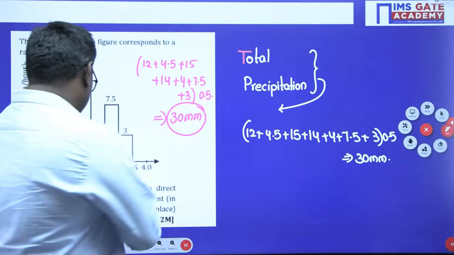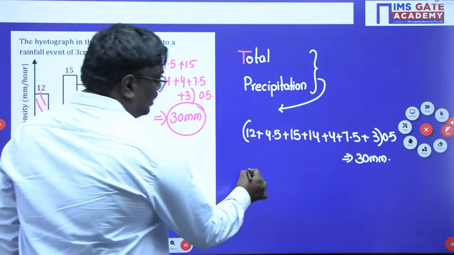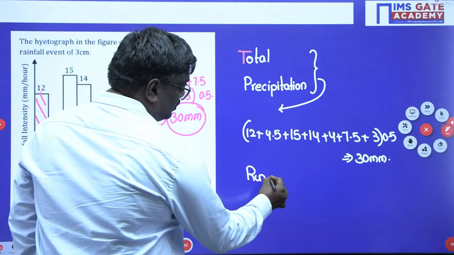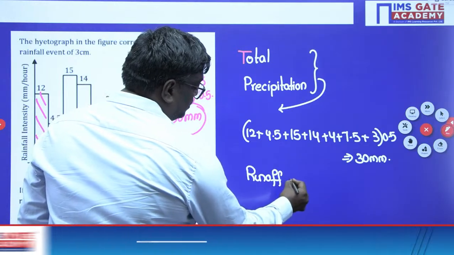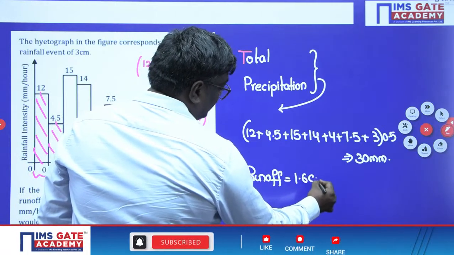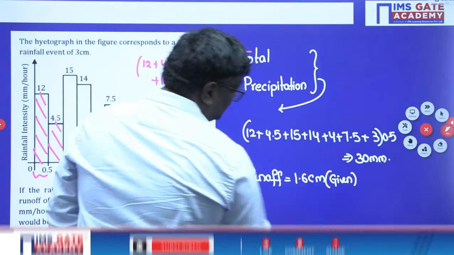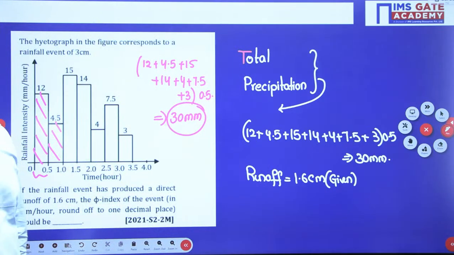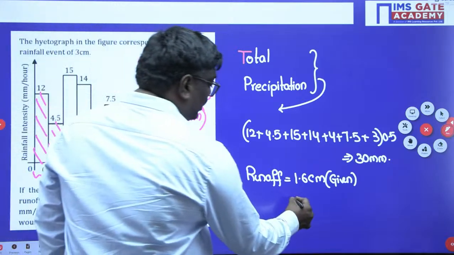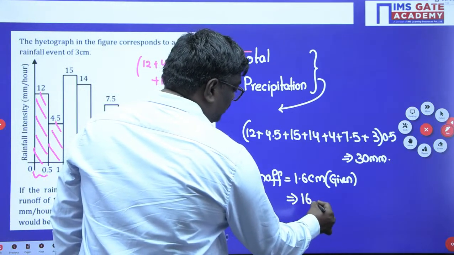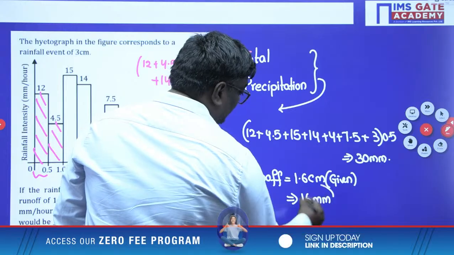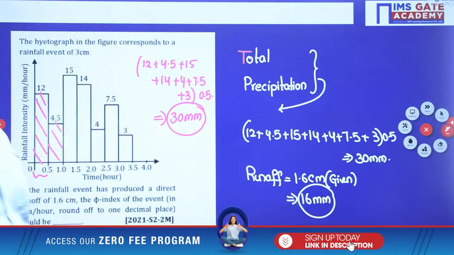Now they have given in the problem itself, runoff is equal to how much? Runoff is equal to 1.6 centimeters, which is given data. Am I clear or not? So if you convert this into mm, this will be equal to how much? 16 mm. This will be equal to 16 mm.